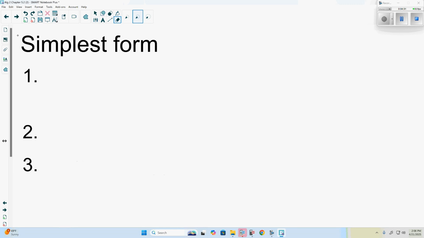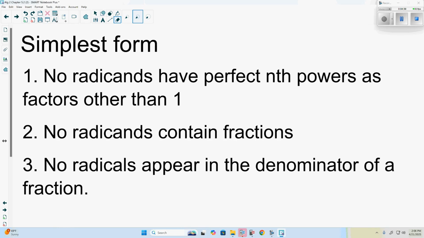Again, just like Thursday, we're going to be simplifying radicals. Now, simplest form: no radicands have perfect nth powers. We can't leave something as, say, the square root of 8, because square root of 8 is the same as square root of 4 times 2. Well, square root of 4 is 2, so we're left with 2 times the square root of 2. If there's a perfect nth power inside the radical, we have to reduce it out. If it can be simplified, we need to simplify it.